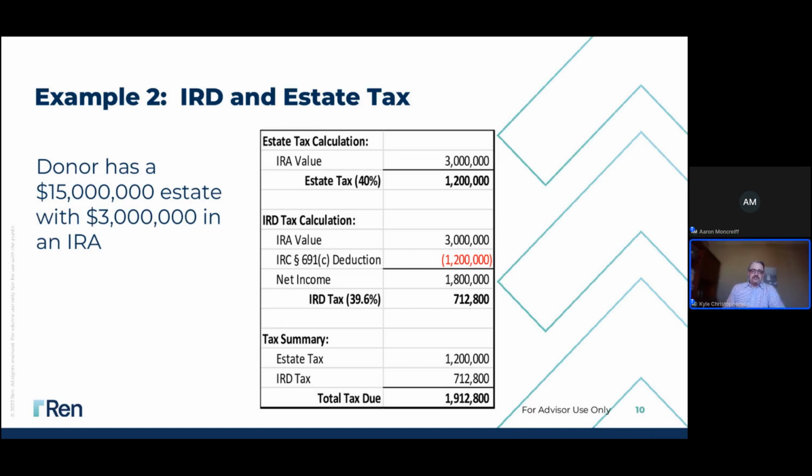So the IRA value we'll assume is 3 million. We've got 3 million of ordinary income. We've got the deduction, the 1.2 million in estate tax that we've already paid. So that reduces the amount subject to tax from the IRA to 1.8 million. And then you multiply that by the IRD tax rate of 39.6%, which causes a tax of $712,800. So by the time you're all said and done with paying the estate tax and paying the IRD tax, you've got roughly 1.9 million of that 3 million that's going to pay taxes. That's a big chunk of our traditional IRA in this example.